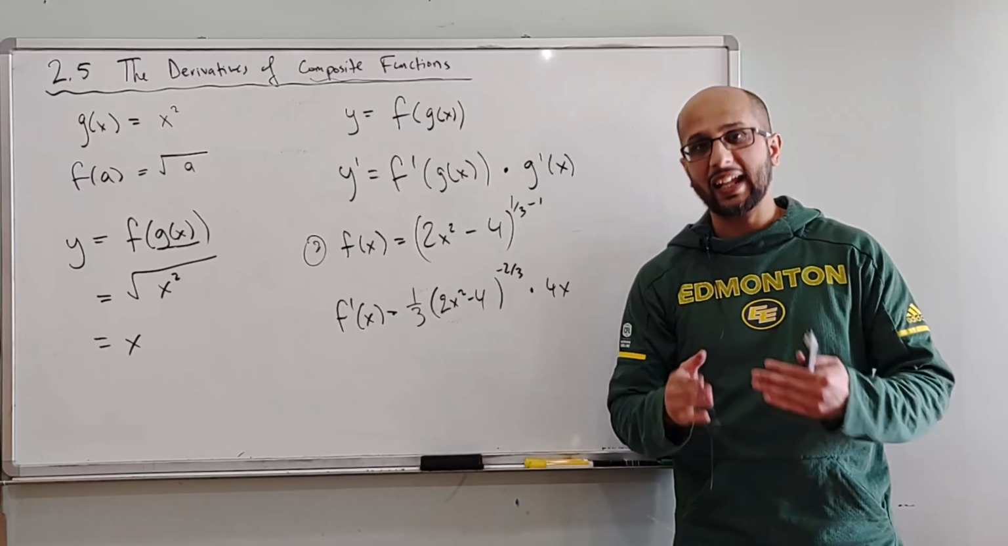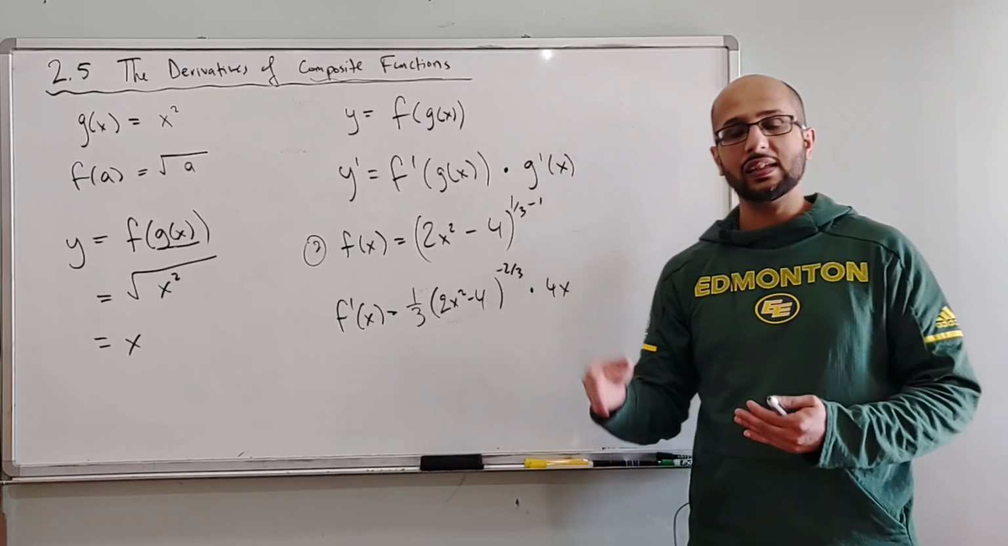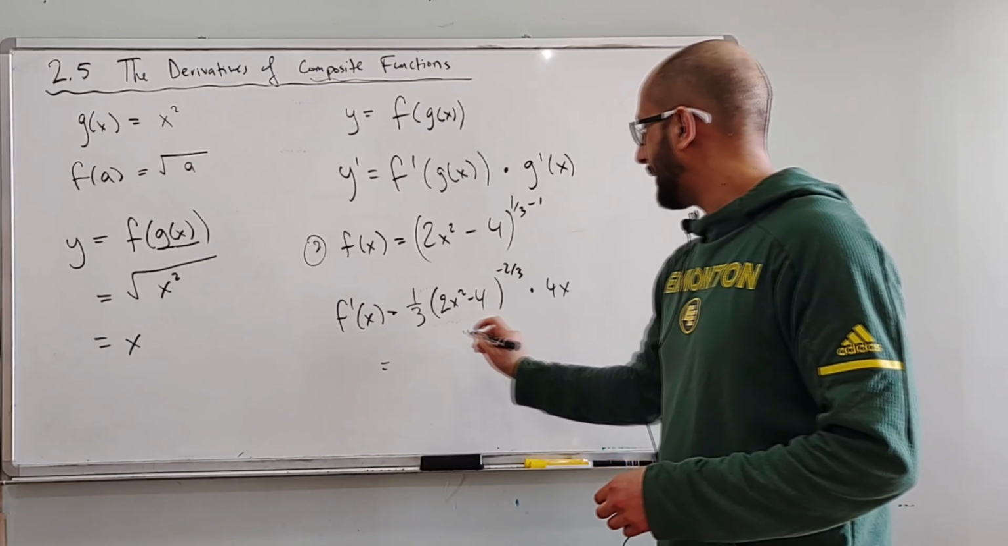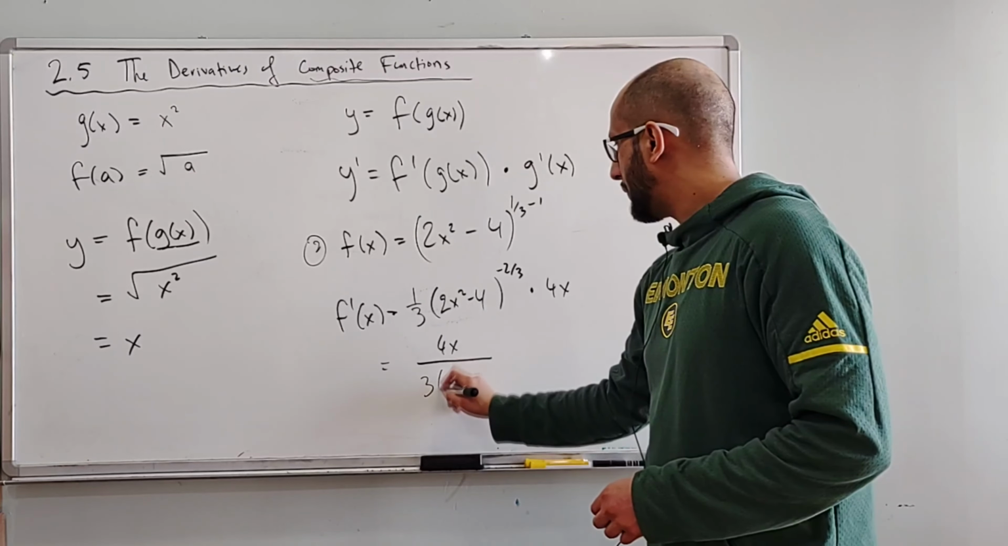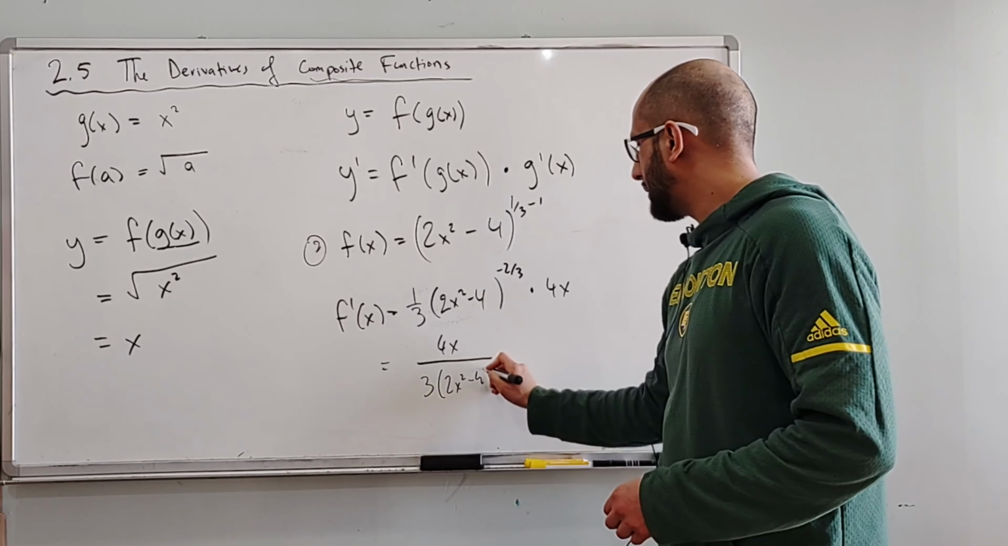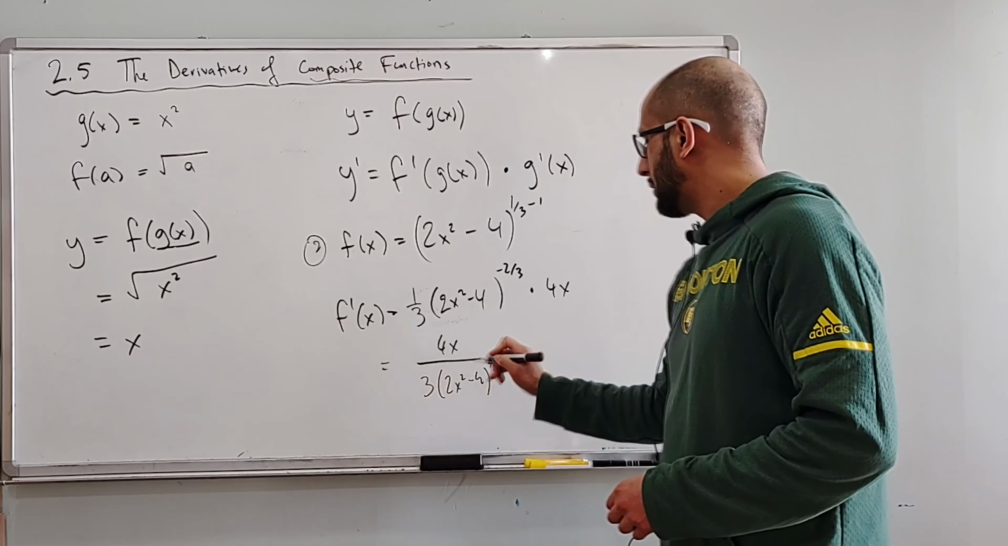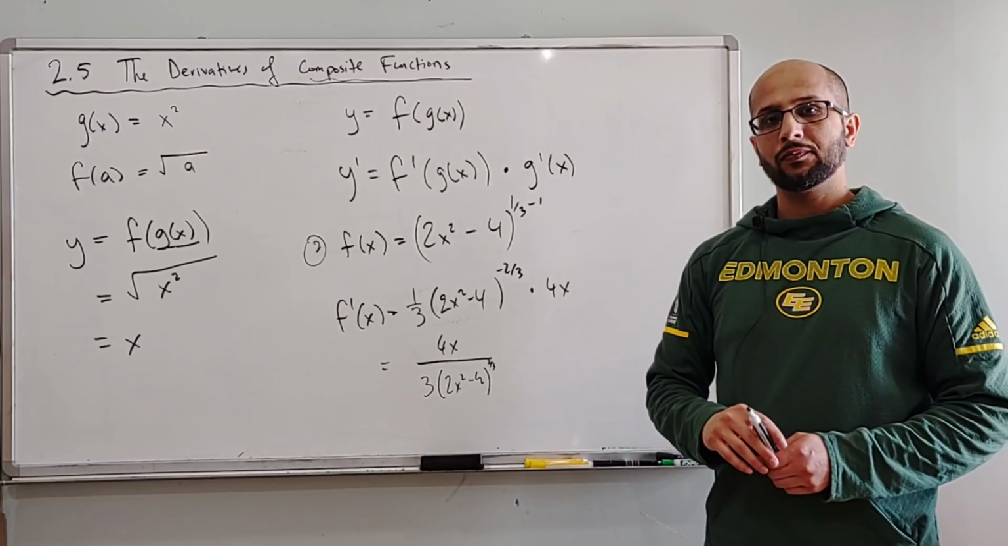The process is exactly the same as the power of a function rule, but we're just looking at it a little bit differently. If we continue to simplify this, what we'll end up with is 4x over 3 times (2x squared minus 4) to the power of 2 over 3.